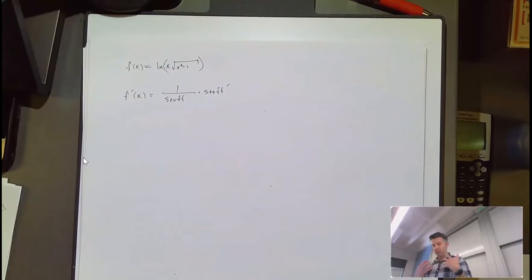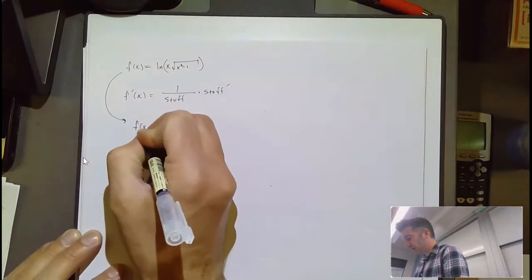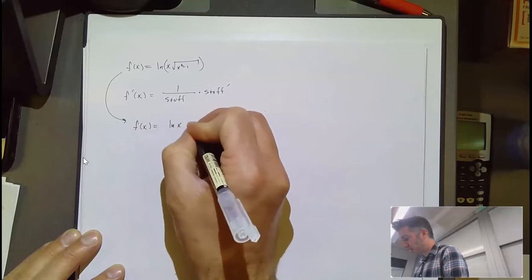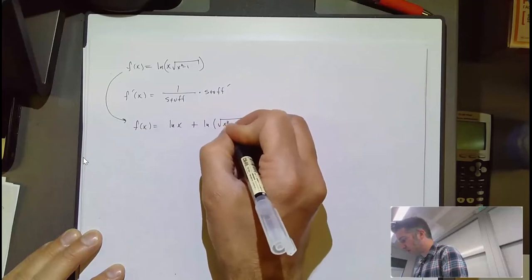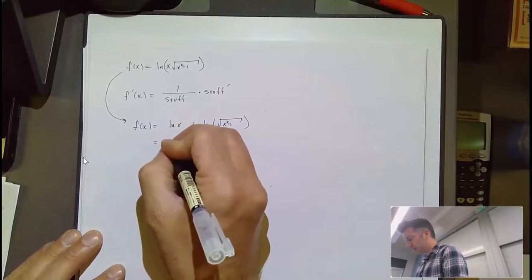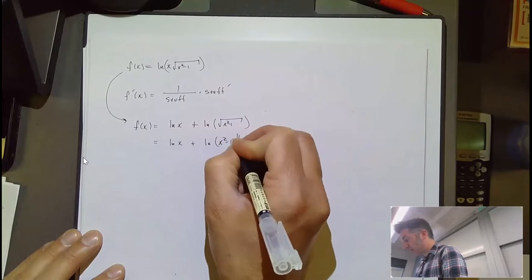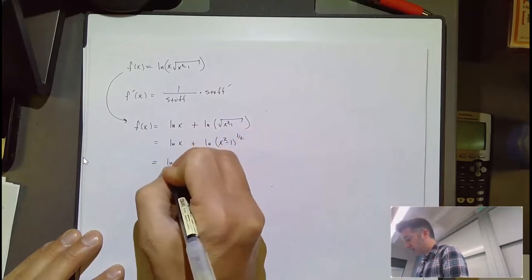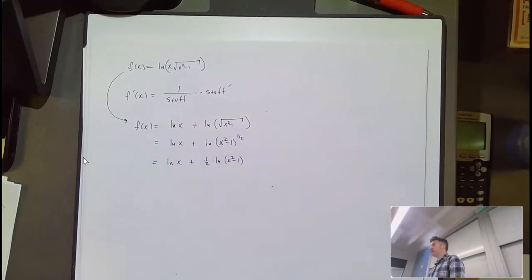So when you have logarithms of things that are complicated, you can make life easier. You can rewrite this as the natural log of x plus the natural log of the square root of x squared minus 1. And then I can make that simpler and say that's the natural log of x plus the natural log of x squared minus 1 to the 1/2 power. And then I can bring down that 1/2, and now it's going to be much easier to take these derivatives.